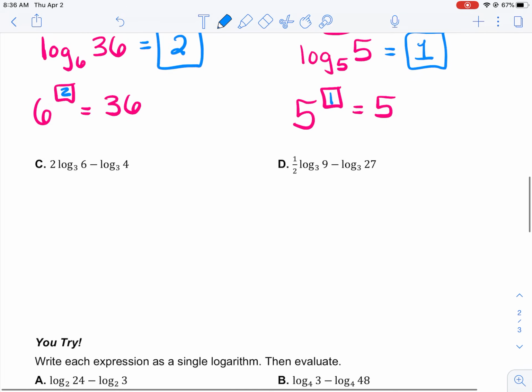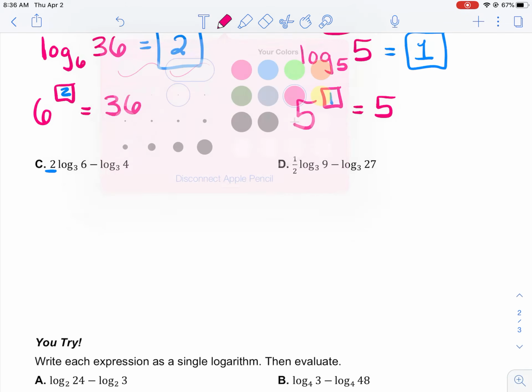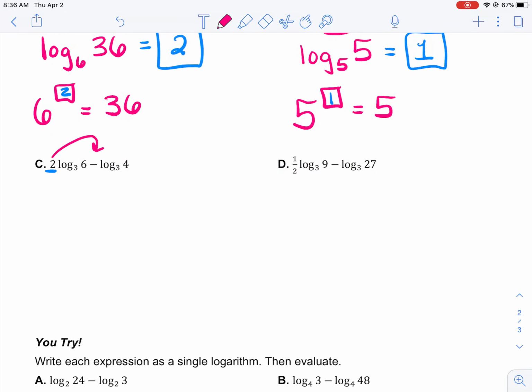All right, the last couple problems here. Notice we have a couple numbers in front. So we always want to move these numbers out in front, make them exponents first. So I'm going to start this problem by writing log base 3 of 6 squared, which is 36, minus log base 3 of 4.